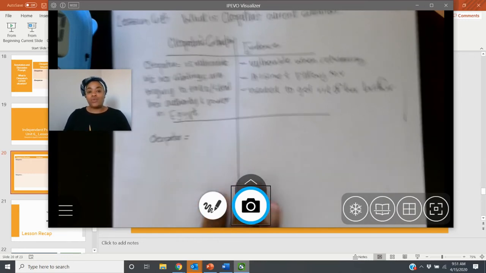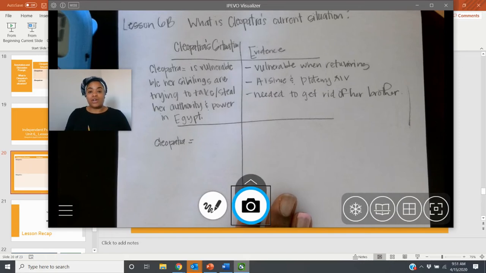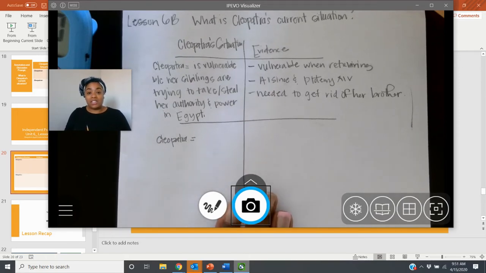So far, we realize that upon her return, Cleopatra finds herself vulnerable. She does realize that her sister and brothers are a problem. She will need to get rid of her brother, and I wrote that she is vulnerable because they're trying to take over her power and her authority in Egypt.